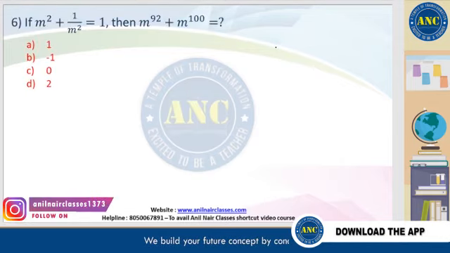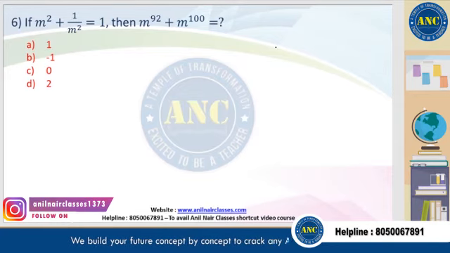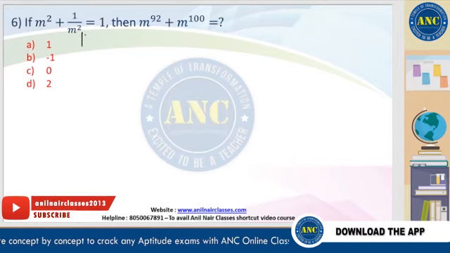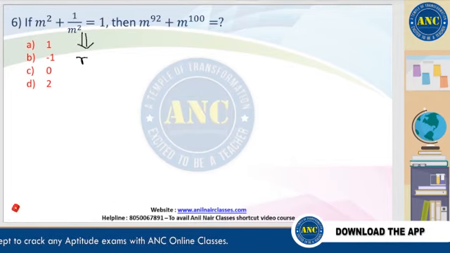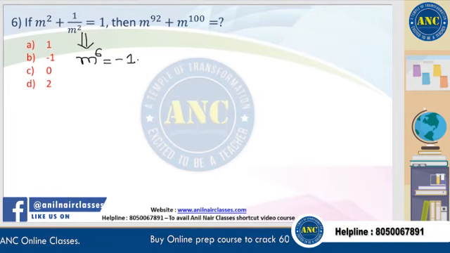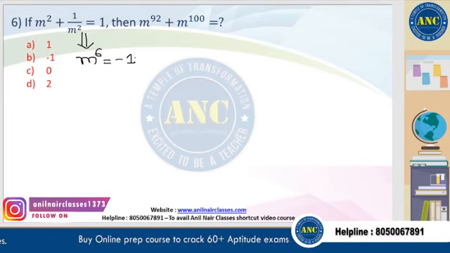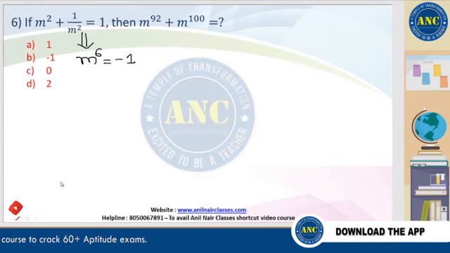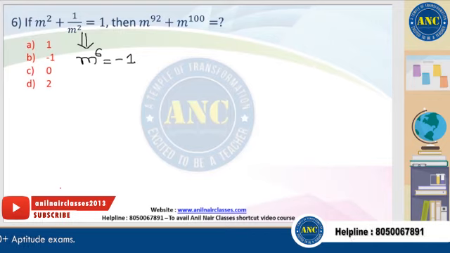Question number 6. Now see here. Question says m square plus 1 by m square equal to 1. From this I can directly say that m power 6 will be equal to minus 1. Without any single thought also I can say m power 6 is equal to minus 1. Now question says m power 92 plus m power 100. This value we need to find.